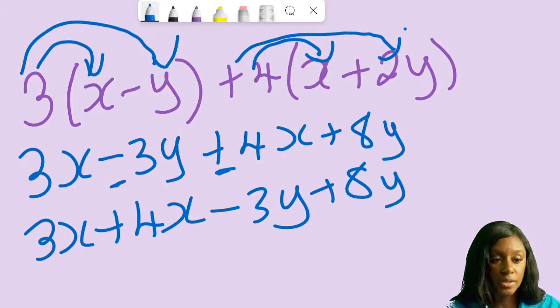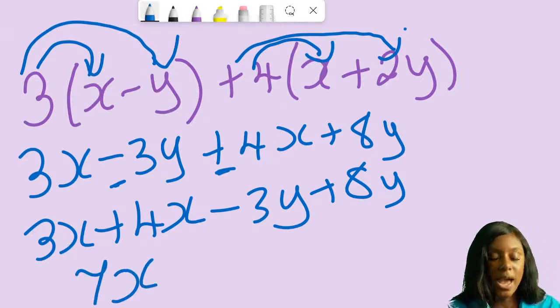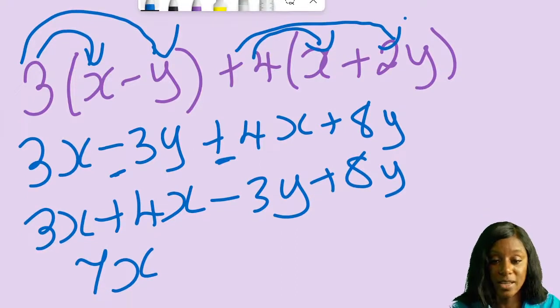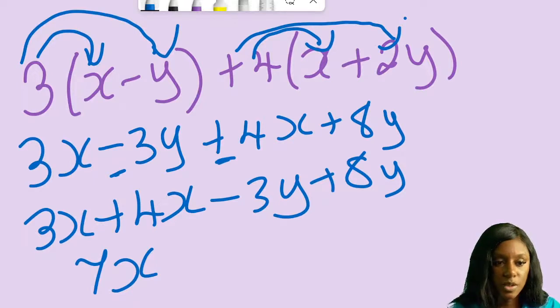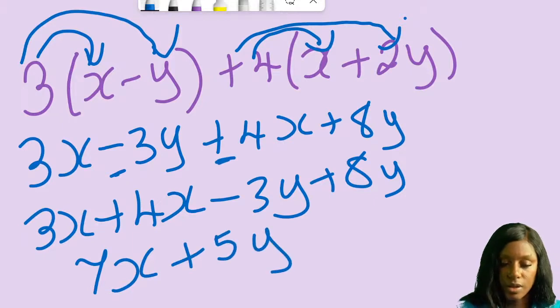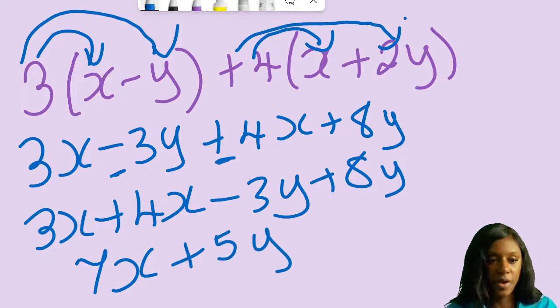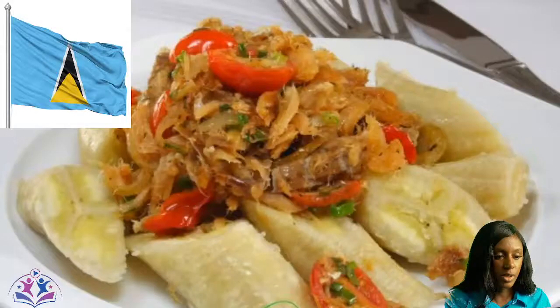So 3x plus 4x, this gives us 7x, okay, and a negative 3, notice I'm saying negative 3 and not 3, plus 8, okay, so negative 3 plus 8, that would give us positive 5y. Okay, so the answer would not be 11, it would be positive 5y. Negative 3 plus 8. Okay, so excellent.